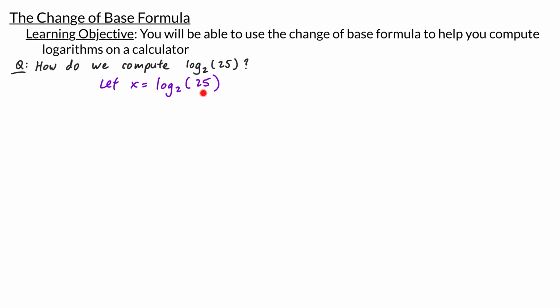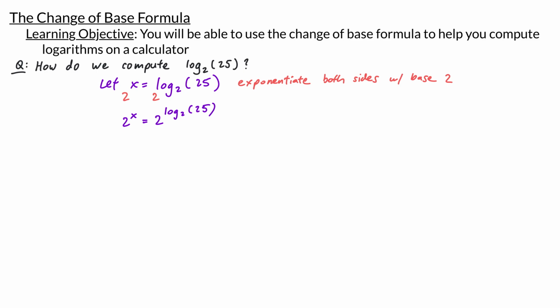What we're going to do is take our equation here and perform operations on both sides so that we can eventually rewrite that x as a logarithm with a different base. The first thing we're going to do is exponentiate both sides of this equation with base 2. That means we're going to do 2 to the power of the left-hand side and 2 to the power of the right-hand side. This leaves us with 2 to the x on the left-hand side, and on the right-hand side, we have 2 to the power of log with base 2 of 25.